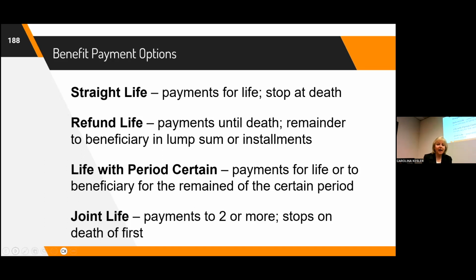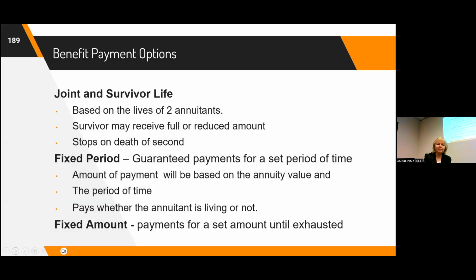Joint life, payments to 2 or more. It stops on the first death. Joint always stops on the first death. No more payments after that, right? Joint and survivor, based on the lives of 2, the survivor can receive a full or reduced amount. So they will do joint with half or 2/3 survivor. If it does that, you're going to get the full benefit while you're both still alive, and the beneficiary will get 2/3 or half of what you're getting when you're both alive. That's how that works. But it stops on the second death, right?